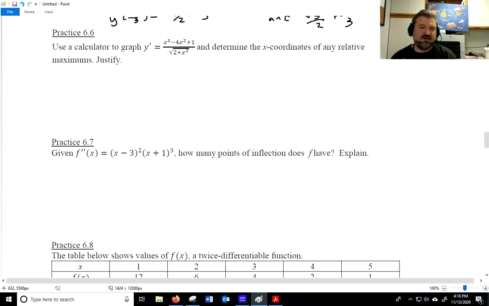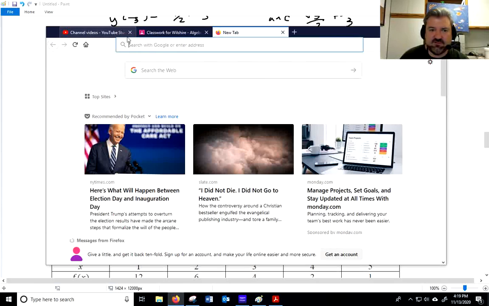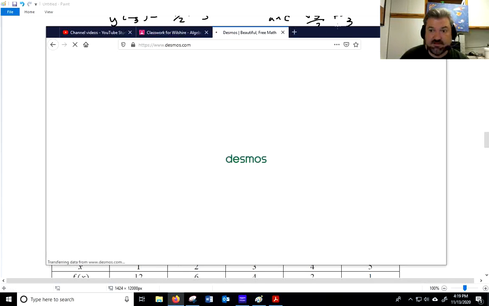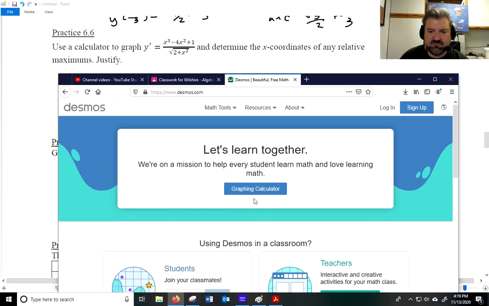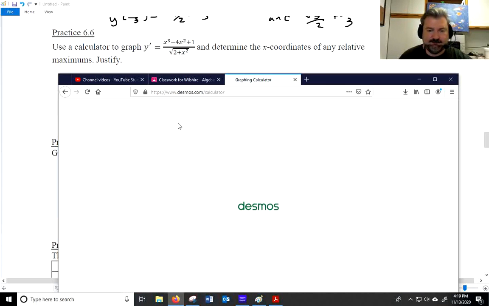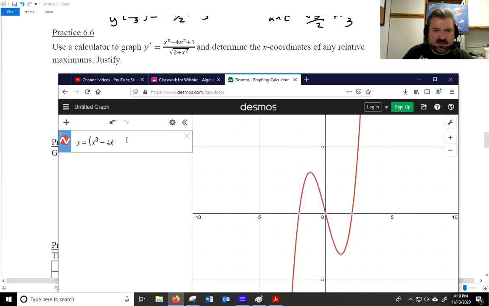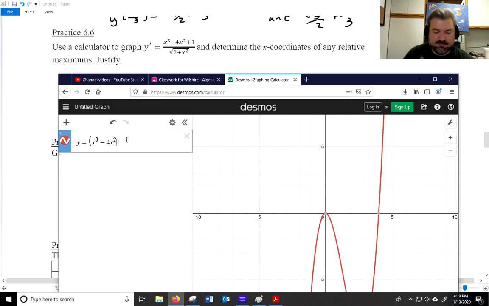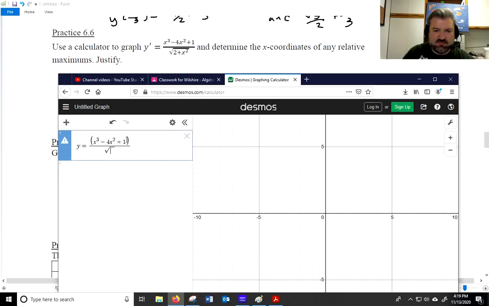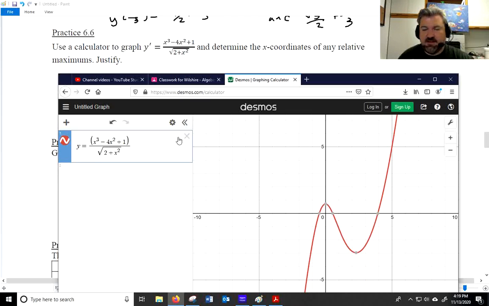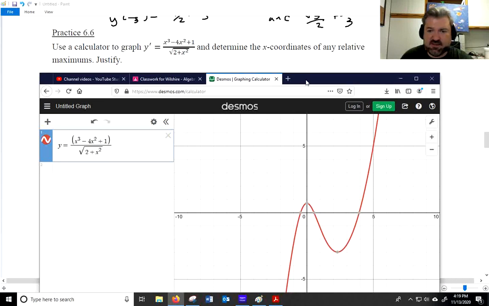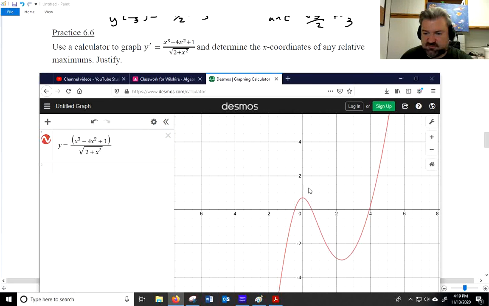Speaking of calculator, let's use a calculator to graph y prime and determine the x coordinates of any relative maximums. So I'm going to go to Desmos.com, and I'm going to graph that equation, and you should do so as well. So I'll graph y equals x cubed minus 4x squared plus 1 over the square root of 2 plus x squared. And you need to know how to do this with any calculator because you can't use Desmos during the exam, but it sure is nice to present with.